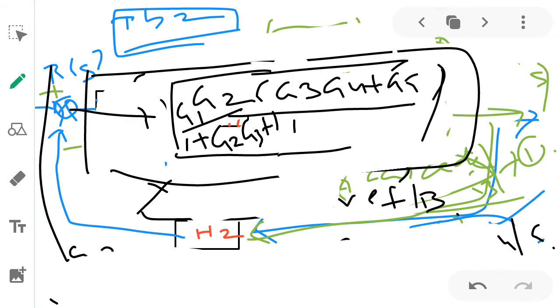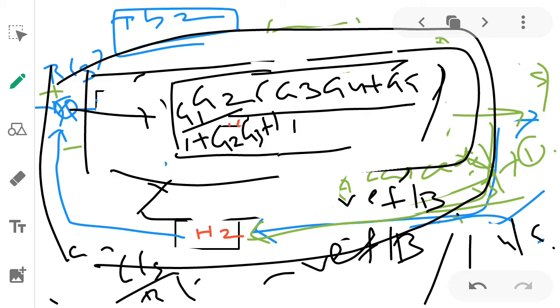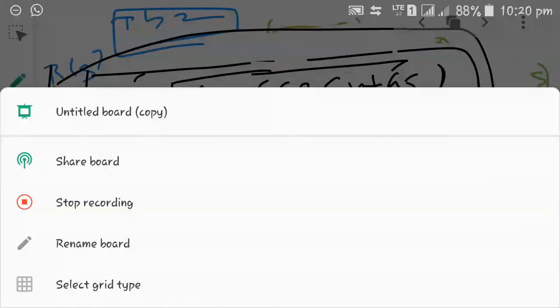Now this whole concept is negative feedback. So we will reduce that. You will obtain C(s) divided by R(s). That finishes off this problem.